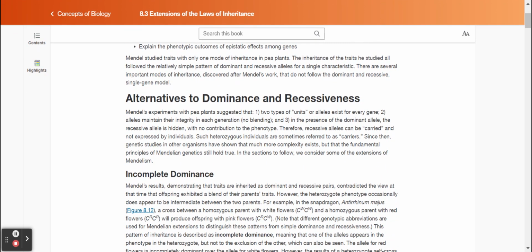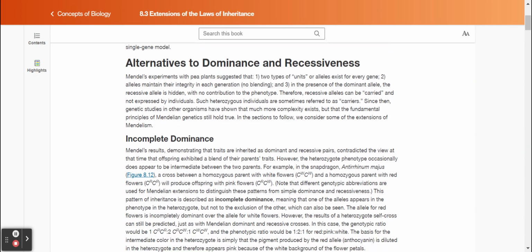Mendel studied traits with only one mode of inheritance in pea plants. The inheritance of the traits he studied all followed the relatively simple pattern of dominant and recessive alleles for a single characteristic. There are several important modes of inheritance discovered after Mendel's work that do not follow the dominant and recessive single gene model. Alternatives to dominance and recessiveness.